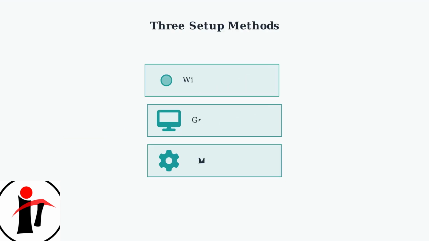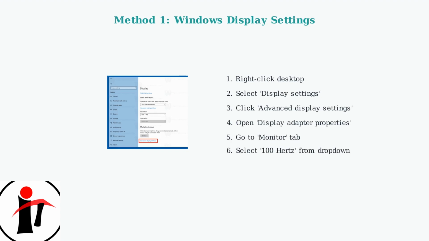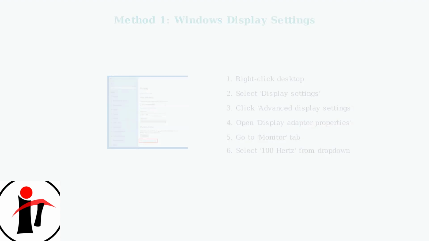There are three primary methods to configure your Sceptre monitor to run at 100 Hz. Each method provides a different pathway to access the refresh rate settings. Method 1 uses Windows Display Settings. Right-click on your desktop and select Display Settings. Then scroll down and click on Advanced Display Settings.